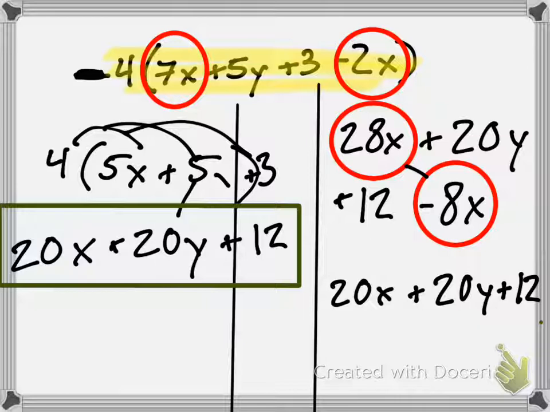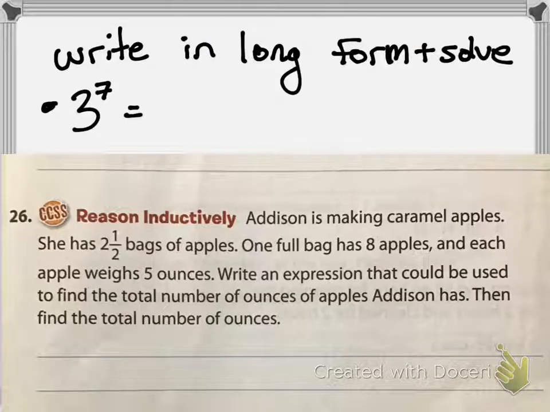Look at those two different ways you can solve it. You could either solve in the parentheses first or distribute first. This only works with the distributive property when we're following the rules of the distributive property. So, I want you to write this one in long form and then solve it. And then I want you to solve problem number 26. For 26, you need to write an expression and then find the total number, okay? There's two parts to this problem.